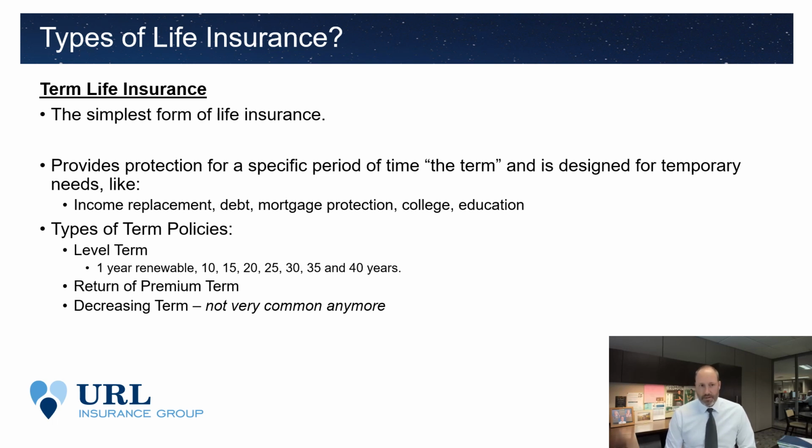A level term policy means that death benefit remains level or the same for the life of the policy, whether that's a 1-year renewable or a 40-year level term. That death benefit is $1 million through the maturity of the policy. A decreasing term, which again isn't very common anymore, the death benefit starts at $1 million and then gradually decreases over the term policy period of time.